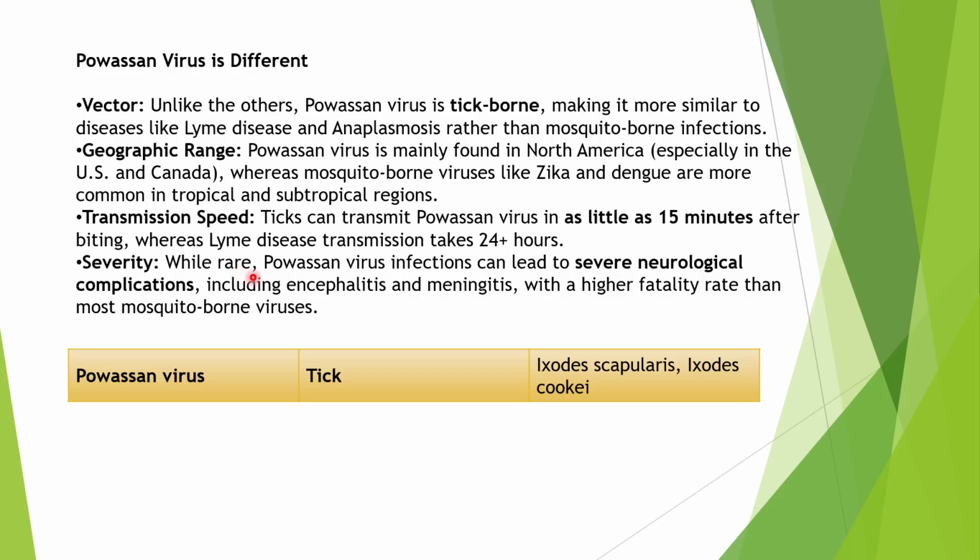Then the severity: while it is a rare virus, it causes very severe neurological complications and can lead to encephalitis and meningitis, and it has a much higher fatality rate than normal mosquito-borne viruses, which are common and prevalent in the tropical and subtropical regions. The ticks which are the vector for Powassan virus, the primary species are Ixodes scapularis and Ixodes cookei. These are the two species that are primary vectors for transmission of Powassan virus.